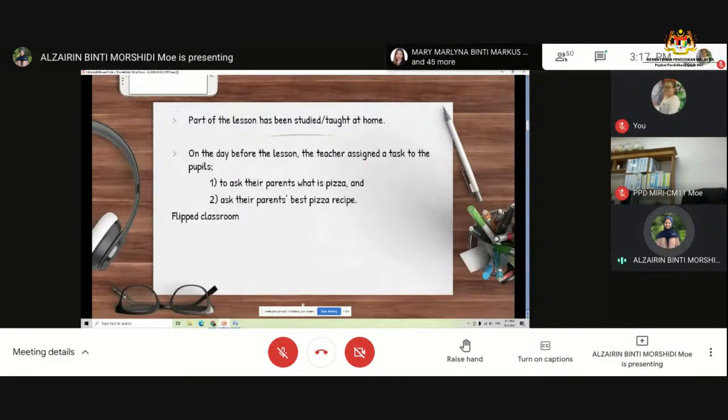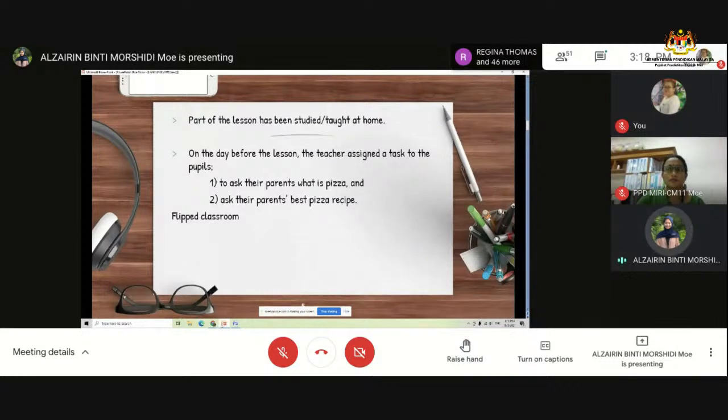So here you can see some of the vocabularies or some of the sentences have been taught before. So they already have the prior knowledge during this lesson. So what I did is, on the day before the lesson, which is on Thursday, and the lesson is on Friday, the teacher assigned a task to the pupils. So what are the tasks? Ask their parents what is pizza, and ask their parents the best pizza recipe.